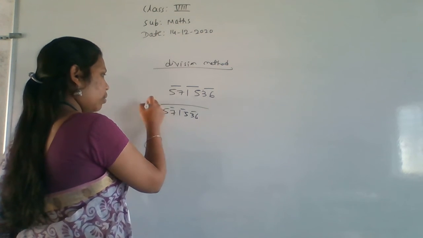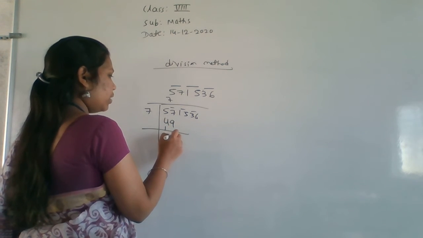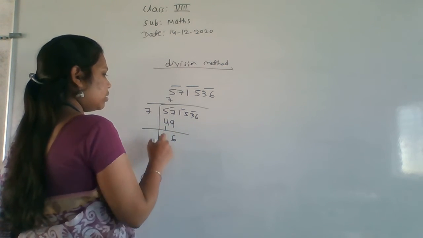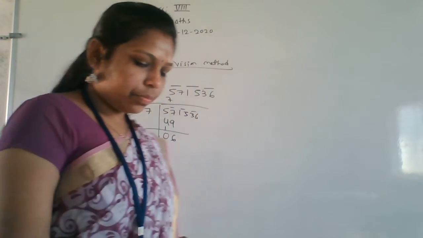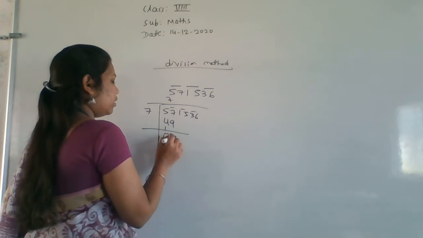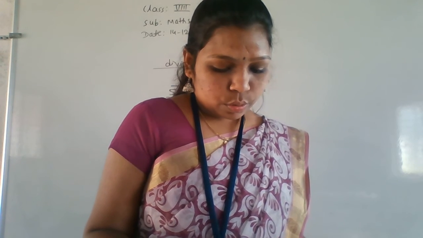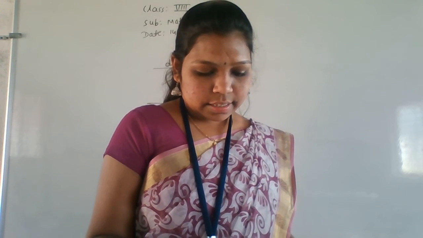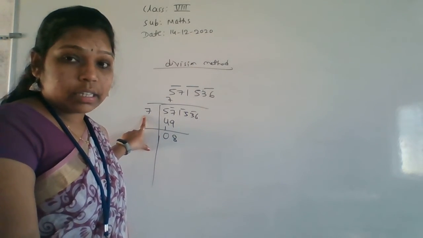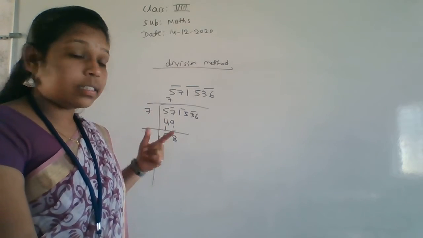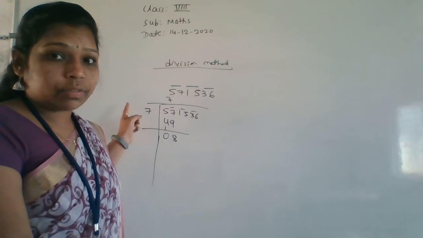These are the pairs here. First, 7 sevens are 49. So what is left here? Sorry, 57 minus 49 is 8. Next, think of a whole number whose square is either equal to or just less than the first period. You have to take only square numbers, don't take other numbers. 8 eights are 64, which is greater than 57, so we can't take it. Only take perfect square numbers while dividing here.